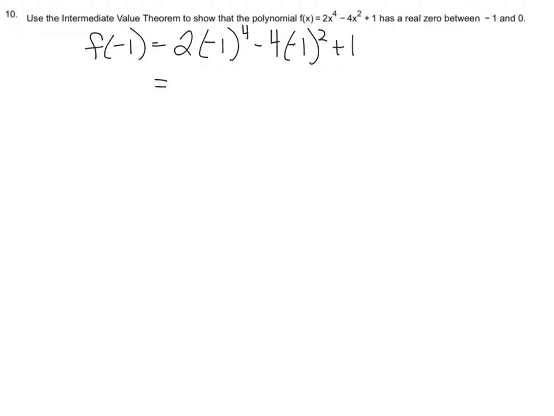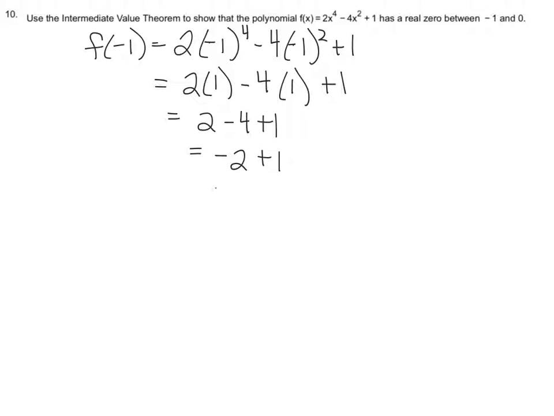Negative 1 to the 4th power is a positive 1, so this becomes 2 times 1 minus 4 times 1, because negative 1 squared is also a positive 1, and then plus 1. And this becomes 2 minus 4 plus 1, which is negative 2 plus 1, which gives me a negative 1. So f of negative 1 is negative 1.